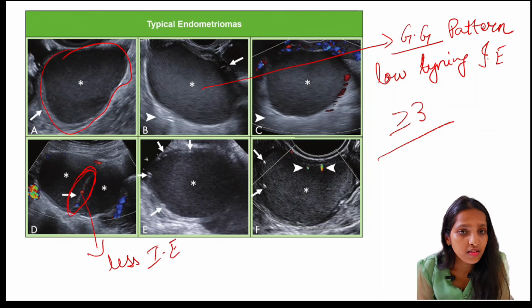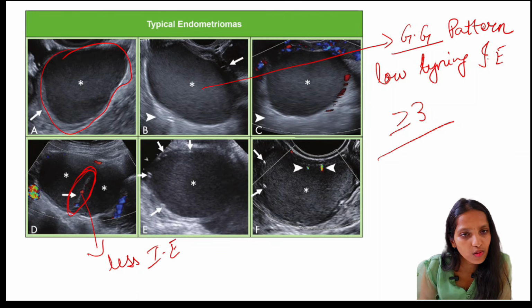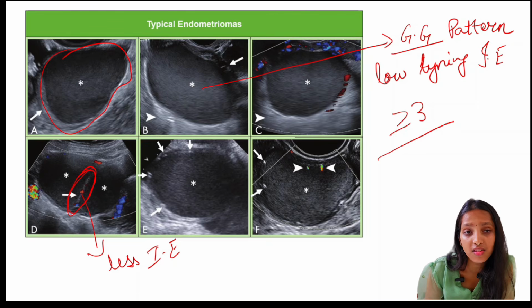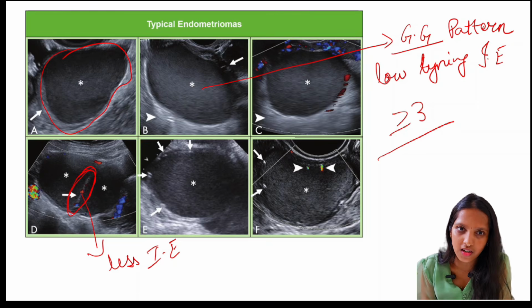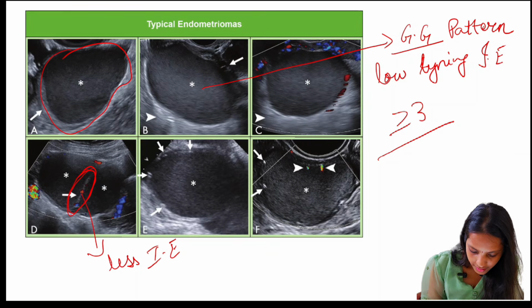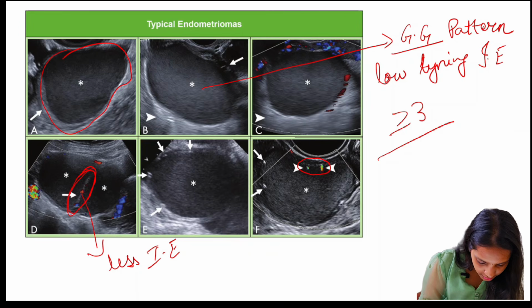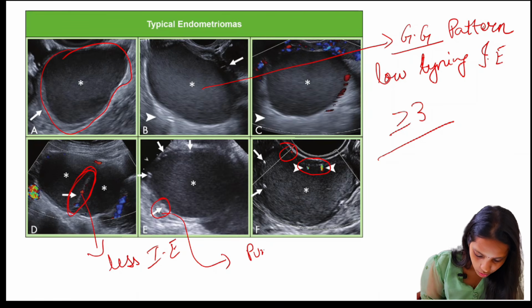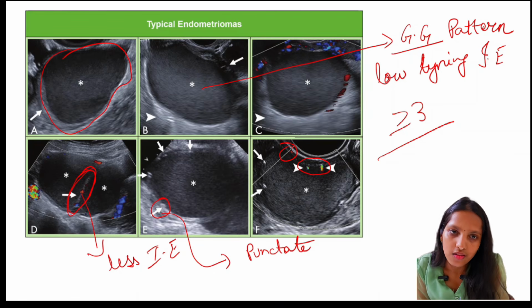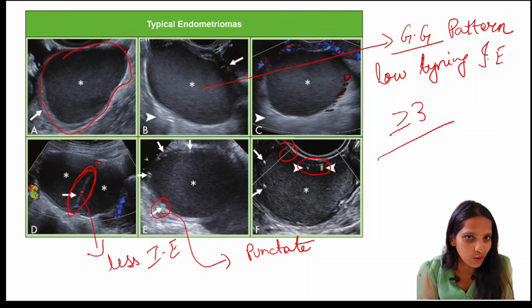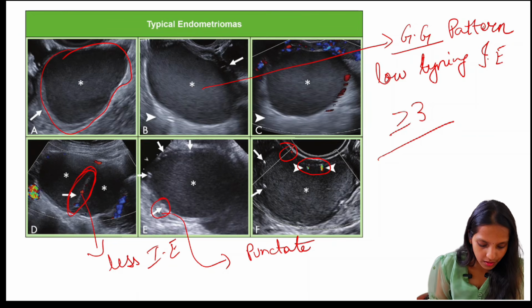These chocolate cysts can also undergo hemorrhagic transformation, showing some hemorrhagic components with very little internal vascularity. And as we can see in this figure, there are very tiny punctate echogenic foci surrounding the chocolate cyst. These three are the common descriptors for the classic description of an endometrioma.